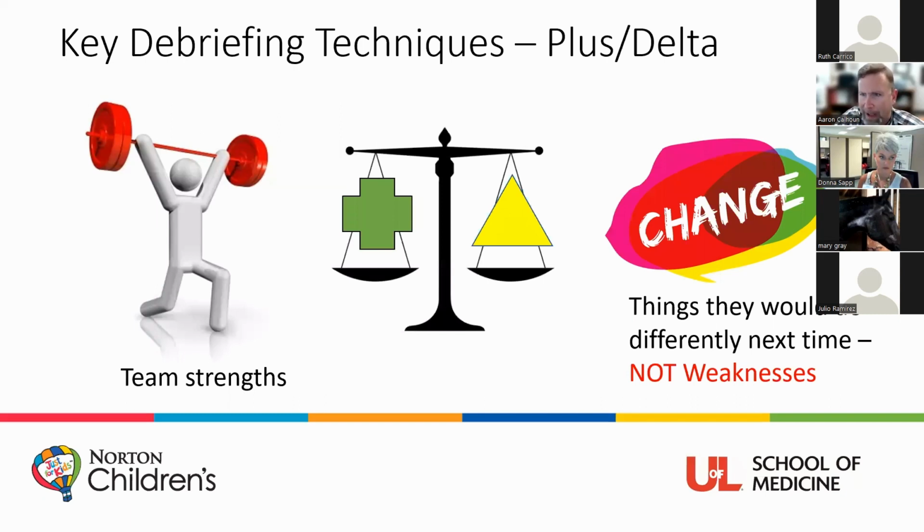It doesn't matter what happens in simulation. What matters is what happens the next time they see this in reality. And so we talk about strengths, responses they had that they would repeat. And then we talk about things they would change, hence the delta, things that they would alter for future times that they encounter this, either in simulated or real life. So we mention that instead of weaknesses. What went well? What would you do differently next time? It keeps people thinking in that future mode.